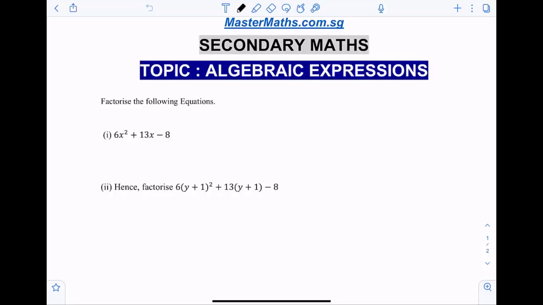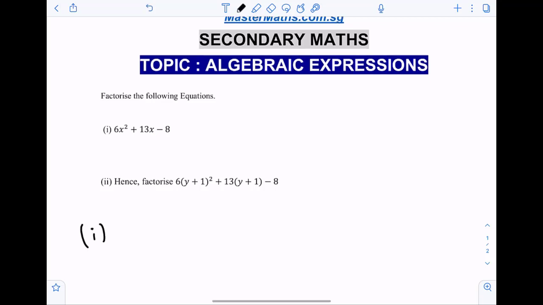Factorize the following equations: 6x squared plus 13x minus 8, and then the second part is a hence part. Hence factorize 6(y plus 1) squared plus 13(y plus 1) minus 8. So very quickly, notice that the x in the second part has been replaced with y plus 1. Instead of writing x, write y plus 1. Alright, so how do we do part 1?